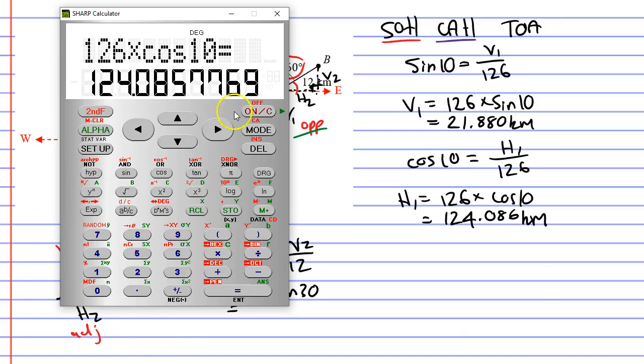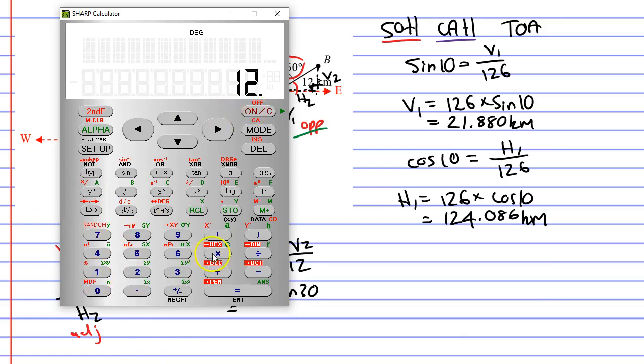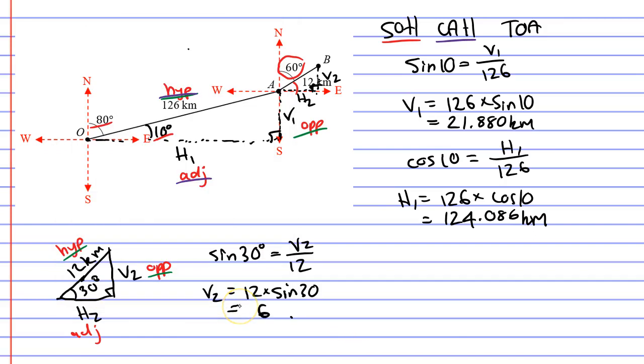Bringing up our calculator, clear, 12 times sine 30 gives us 6. That's nice. We get a nice whole number, 6 kilometers.